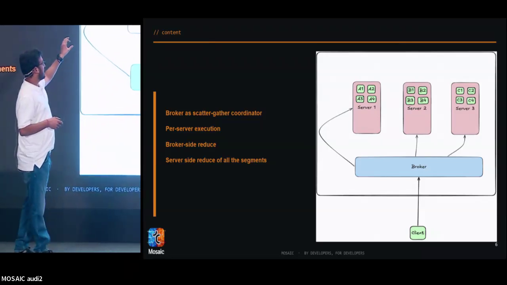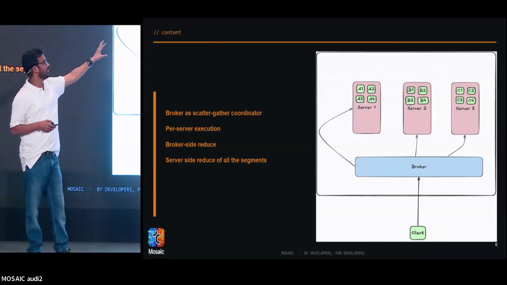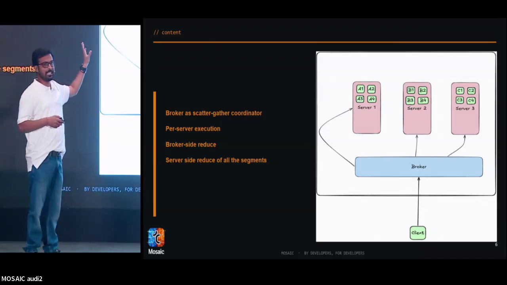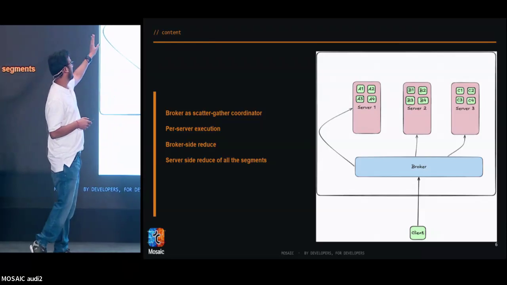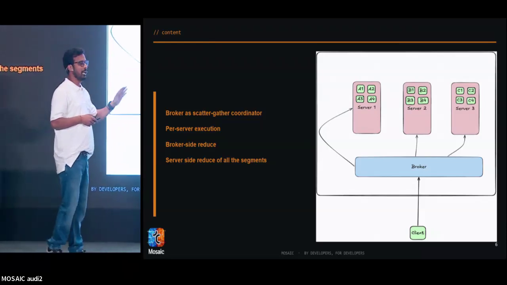A1 is a segment, A3 is a segment, A2 is a segment, B1. Similarly, all these are segments. One table can have many segments. Order tables can have A1, A2, A3, A4, B1 and B3 as segments.